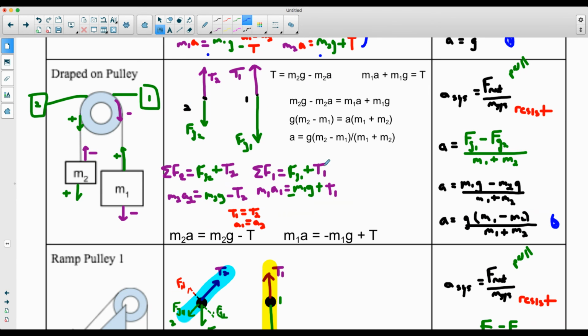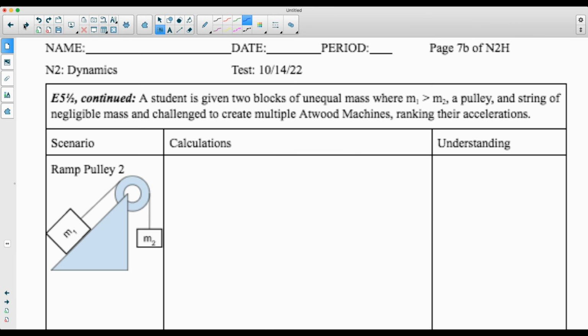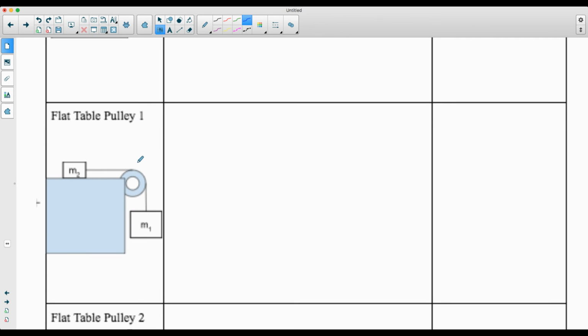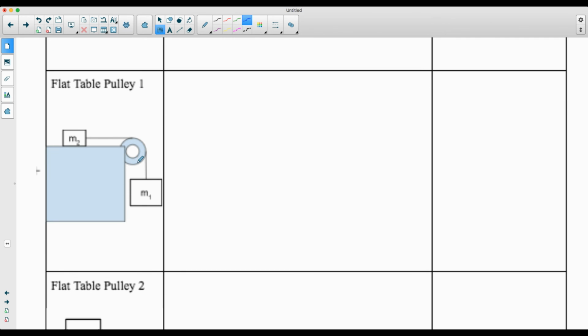Okay, now let's go on the back. That's supposed to be a 3. Let's go on the back. Let's see what our time check is. Okay. I want to jump you to a table problem before we go looking at this ramp over here. Let's look at this flat table pulley. Now, you know what I'm going to say. Easiest thing is just look at the system.